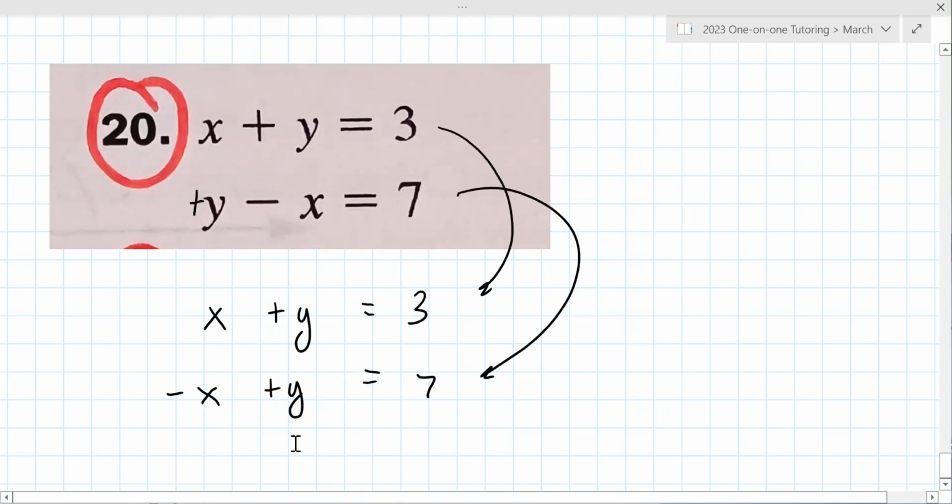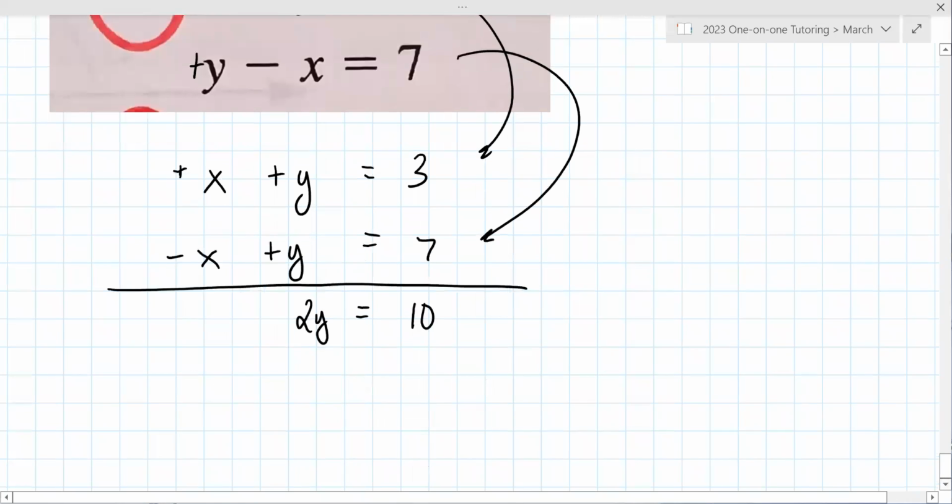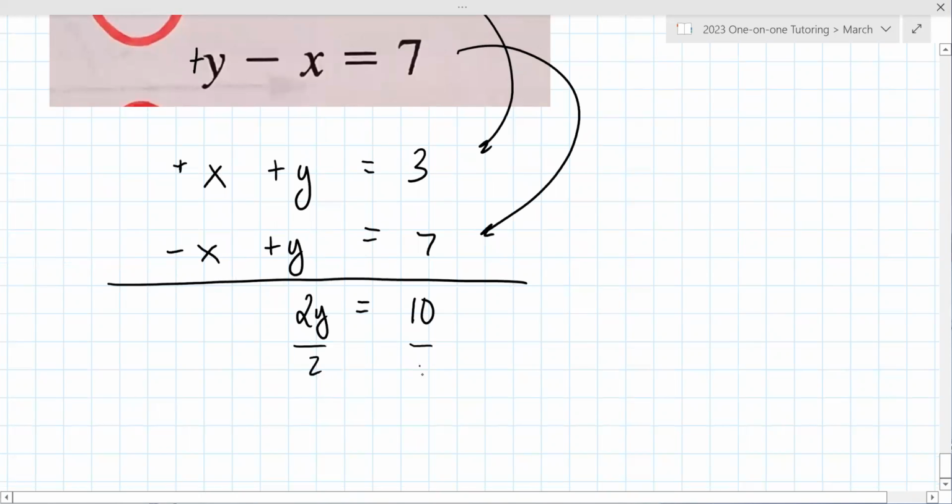Is that okay? Okay, now this is great because do you see how the x's are opposite in sign? So you can just add them up and they're going to cancel. So you get 2y equals 10. And then you divide both sides by 2. So y equals 5.